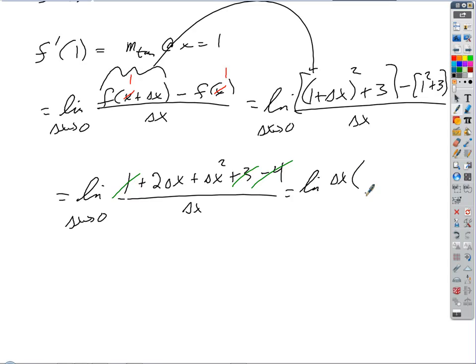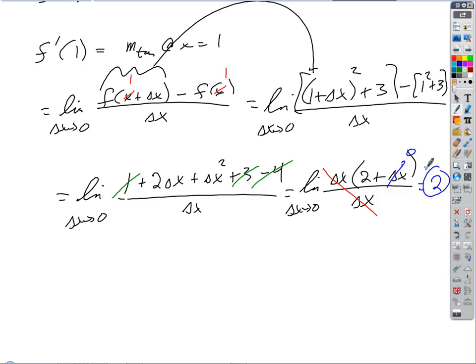What am I left with on the top if I factor a delta x out? So I'm going to get 2 plus, I'm taking one of those away, so I'm left with a delta x, divided by delta x. As delta x goes to 0, look what happens. The delta x's cancel, and now I can evaluate the limit. As delta x goes to 0, that guy goes away, and what am I left with? 2.